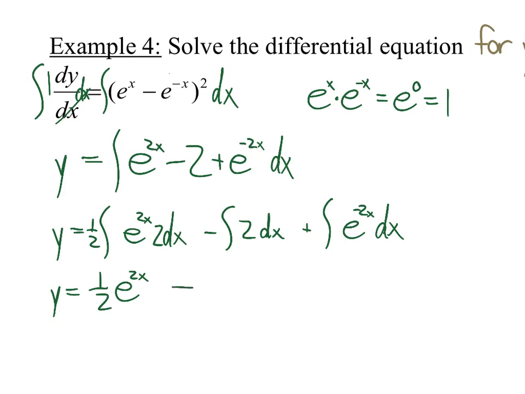Minus the integral of 2, which is 2x. And then how about the last one here? Negative 1/2 e to the negative 2x. Because you need a negative 2 here to make your du, and you need a negative 1/2 out here. Put that all plus C. And that's all.